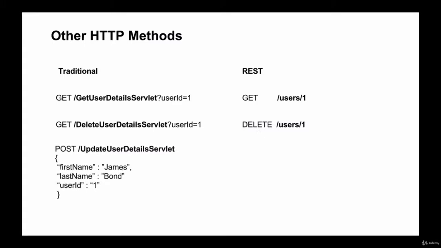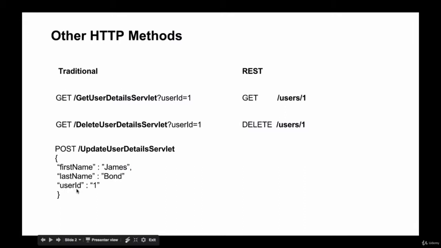Let's look at the example where we want to update user details. So traditionally, we will send HTTP POST, and then we will have the name of the script, and then the data that we want to update will be sent as a JSON payload.